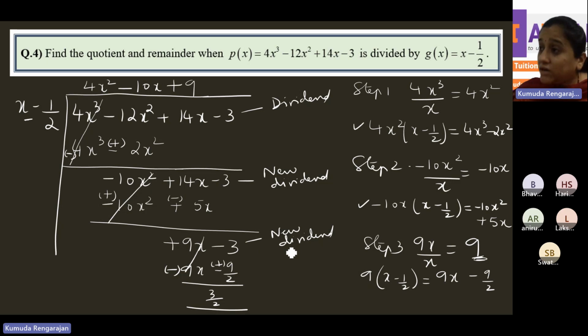Now, if you want to find only the remainder, you can use the remainder theorem. We'll do that also, and we'll also do synthetic division. For the same sum, we'll use the remainder theorem and find the remainder, and we'll find the quotient and remainder using synthetic division. Now first take down this, children.